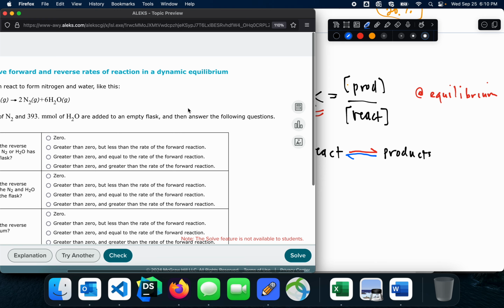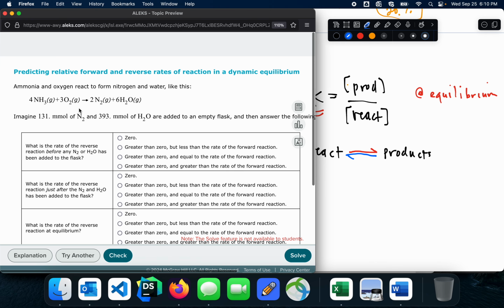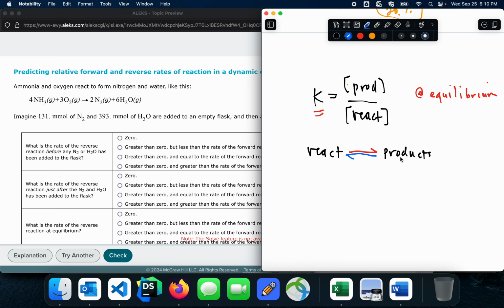Okay, so suppose that we've got N2 and water added to an empty flask. If it's an empty flask, that means it looks something like this. Just a flask, I'll put a round bottom flask, whatever. There's nothing in there.